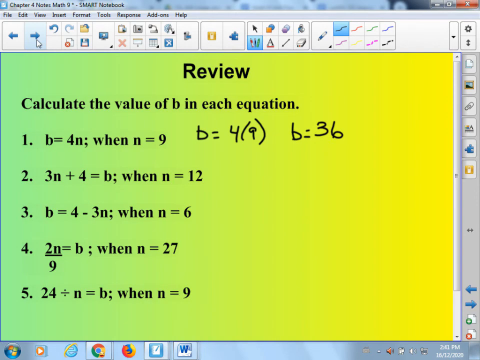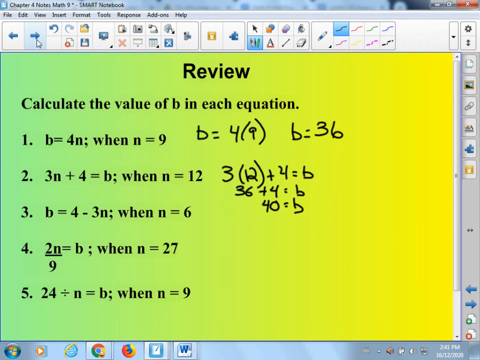For the second one, 3n plus 4 is equal to b. I'm replacing the n with 12. And 3n, that means multiply. So 3 times 12 plus 4 is equal to b. 3 times 12 is 36. And 36 plus 4 is 40.